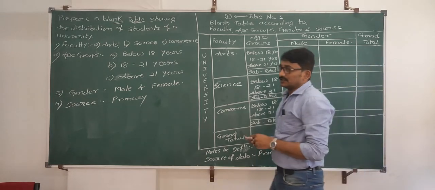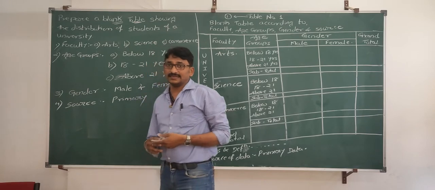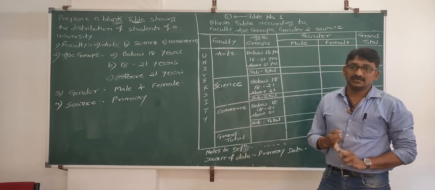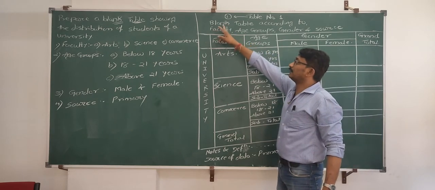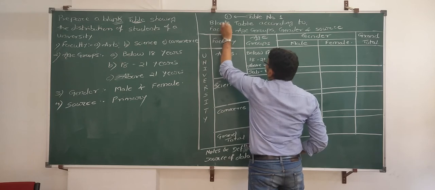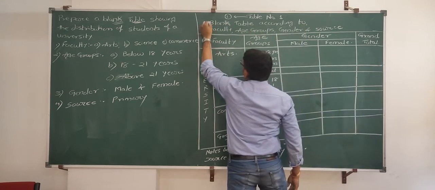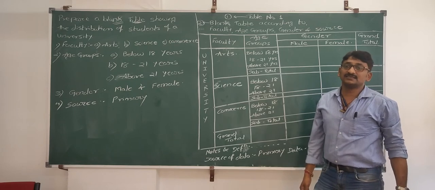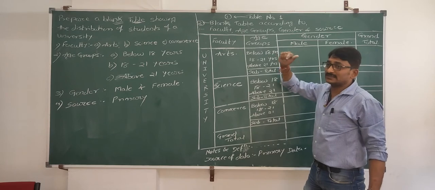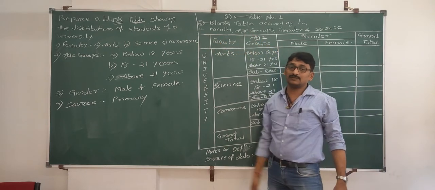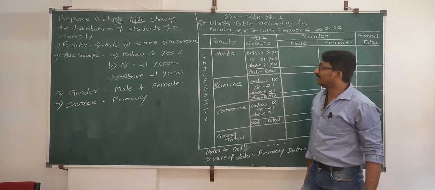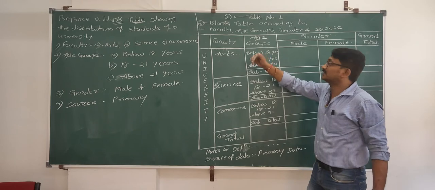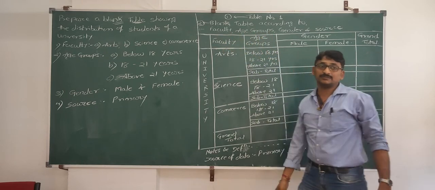What is the second component? The second component is title and subtitle. Here the title is what you are going to prepare, whether a blank table or a statistical table. We have to prepare a blank table here, so I have written blank table according to. This is my title. And what is the subtitle? The subtitle is the basis on which we are going to prepare this blank table, which I have written on the next line. That is called the subtitle.